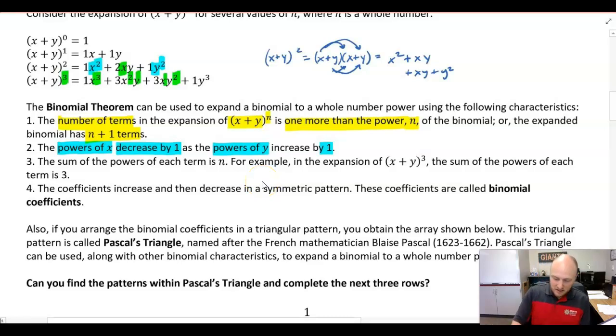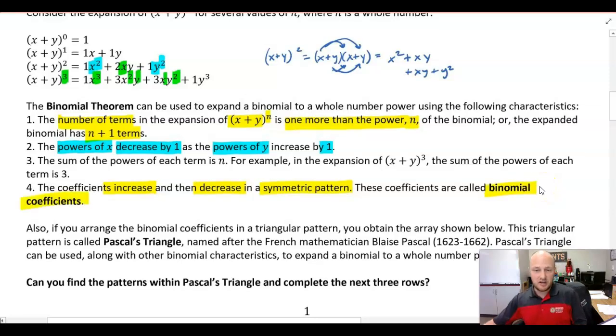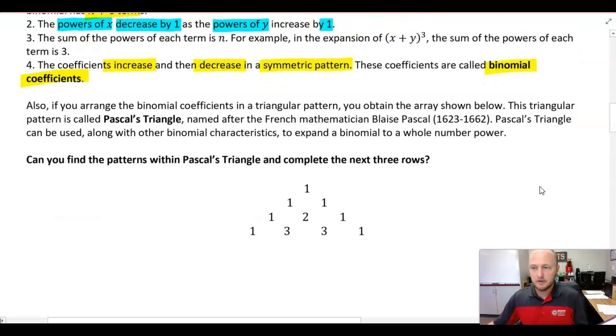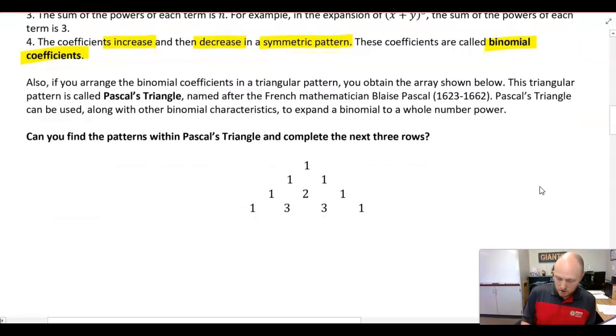And then lastly, the coefficients. Did you pick up on the coefficients? The coefficients increase and then decrease in a symmetric pattern. There's a pattern to this, and that's called the binomial coefficients. Additionally, they can be arranged in a triangular pattern, and this is where Pascal's triangle comes into play. Pascal's triangle is named after the French mathematician Blaise Pascal, and this triangle, along with the characteristics, can be used to expand.